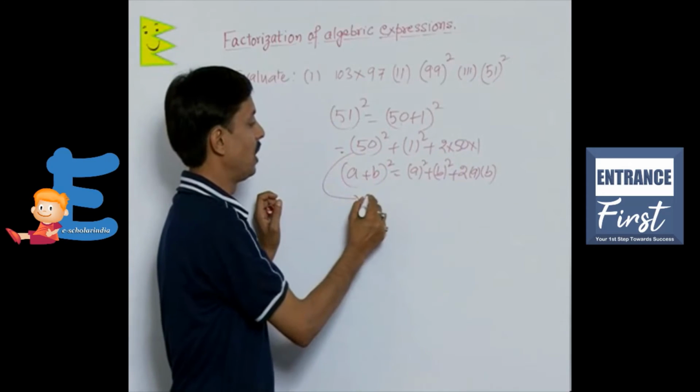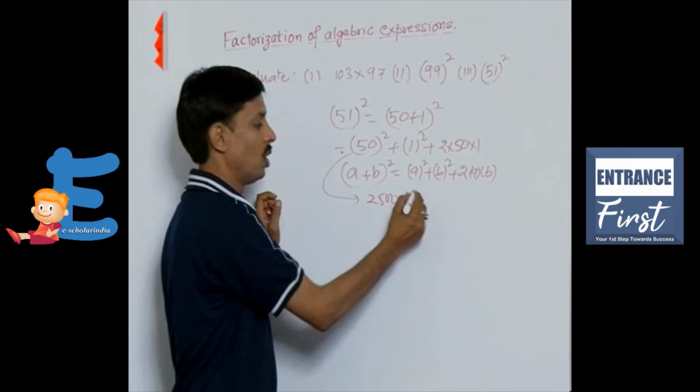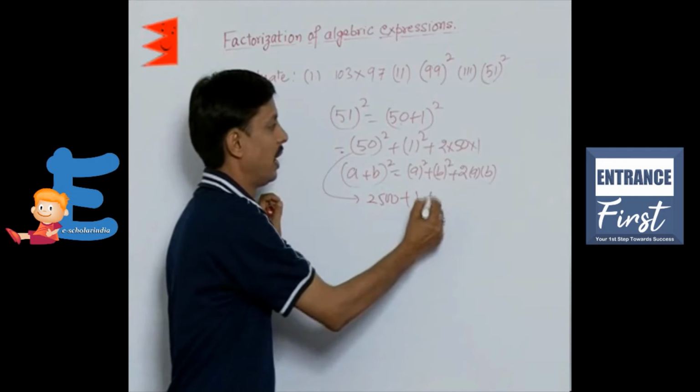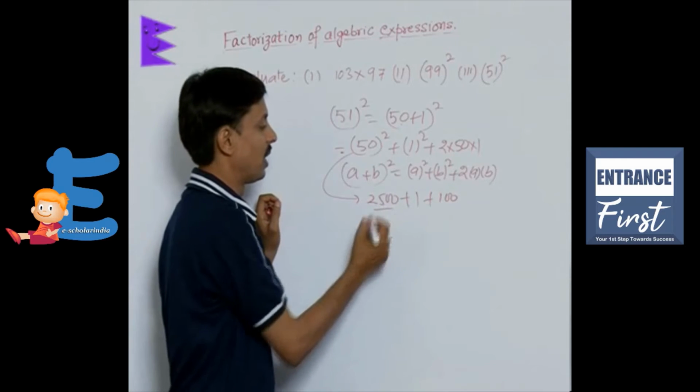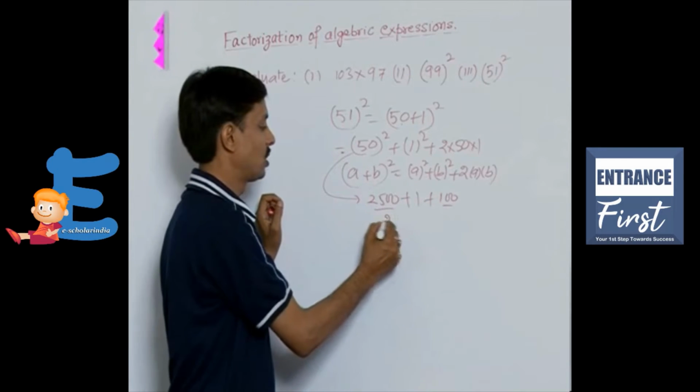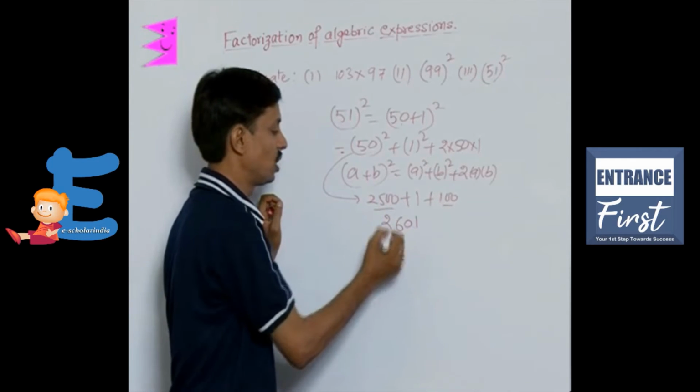Whole square of 50 is 2500. Whole square of 1 is 1. And 2 into 50 into 1 is what? 100. So 2500 plus 100, 2600. So this becomes 2601.